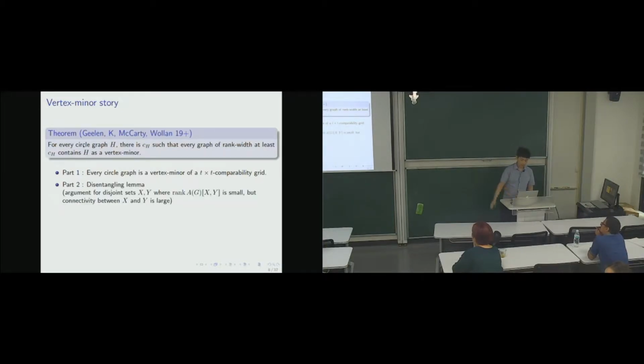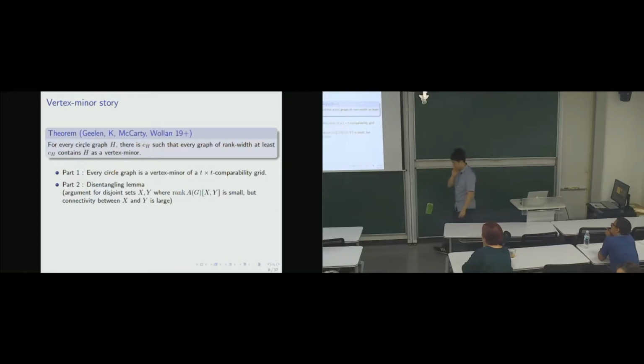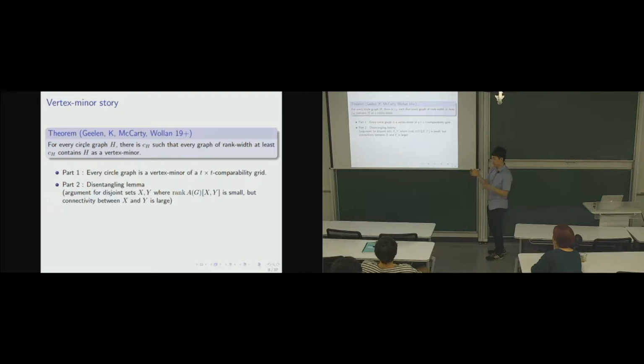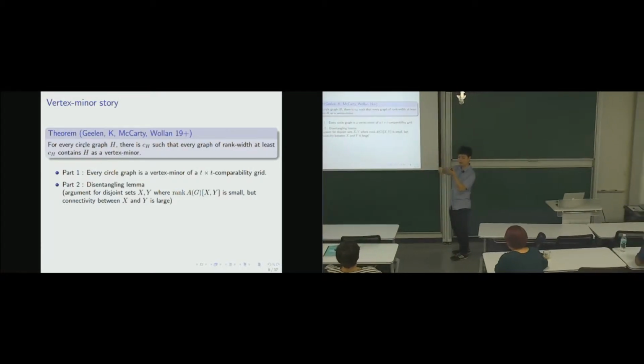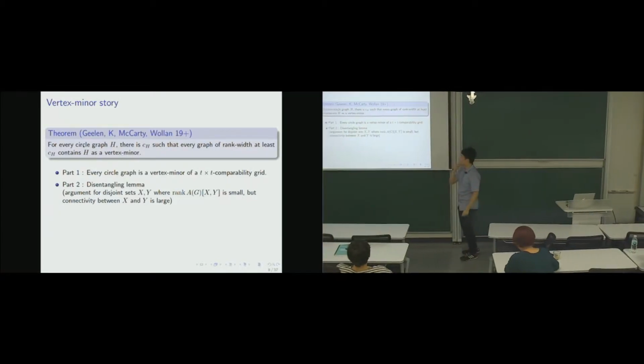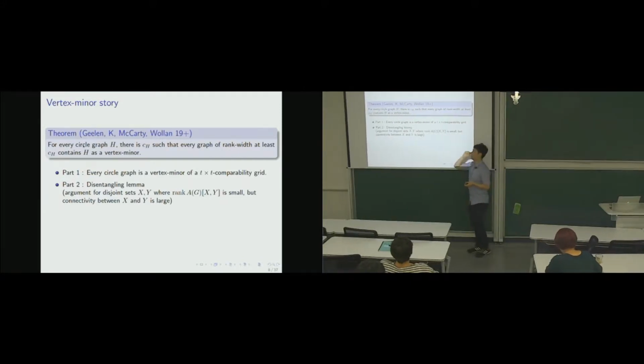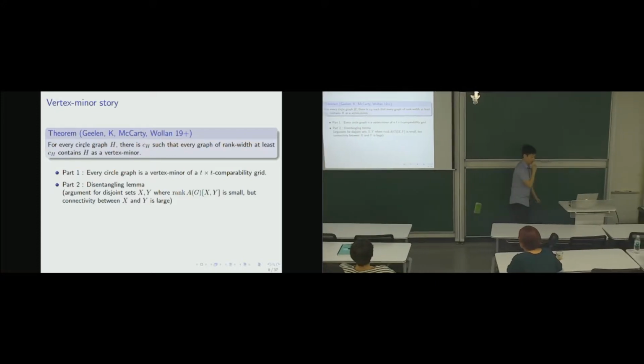The second part is that we prove some disentangling lemma, which basically argues something on two vertices, that if they have a small cut-rank between them, but the connectivity between them is large. So it's like Menger's theorem. So in Menger's theorem, you have two vertices and the connectivity is large, then you have disjoint paths, right? But you want to find some construction from this assumption. So this is the second part.